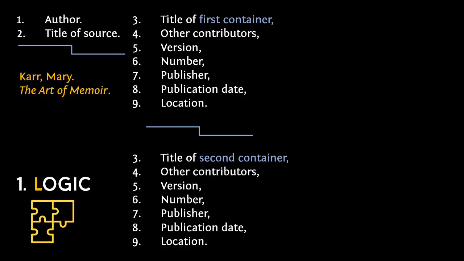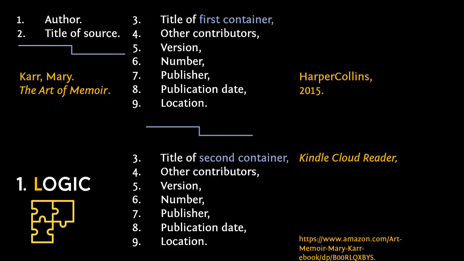Remember that book I was talking about earlier? I have the author, title of source. I'm just putting it over there because I don't have room. Same content as before. There's the publisher, there's the publication date, period, bam. Well, what if I was looking at it in the Kindle Cloud Reader? Well, that's my second container. That's the place I accessed that book. The location was at that location there.